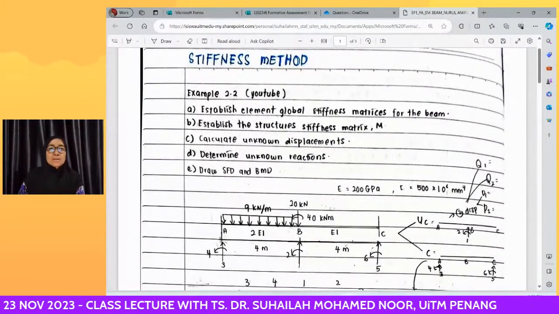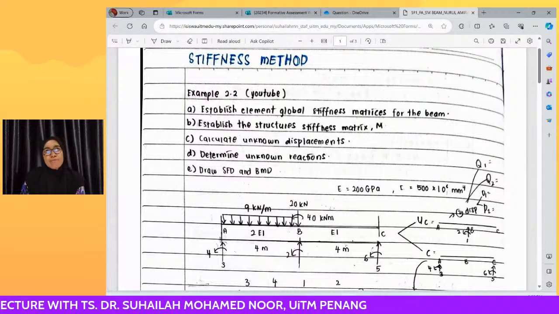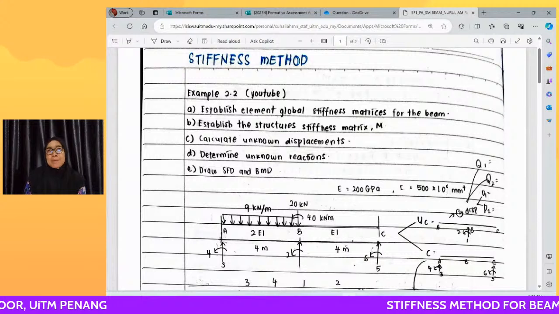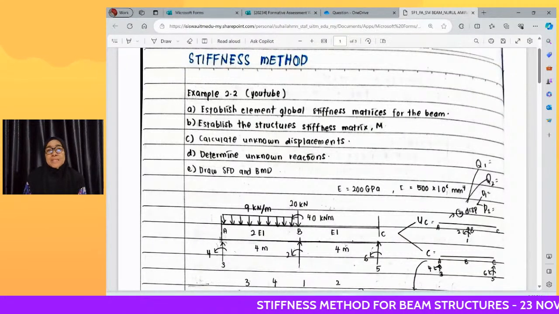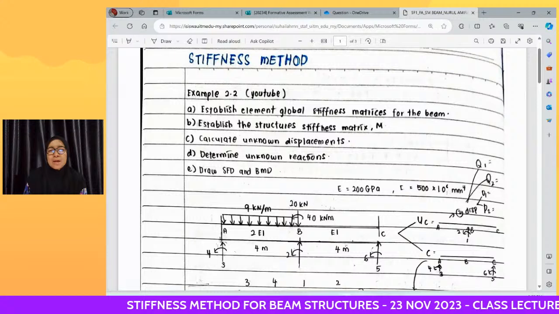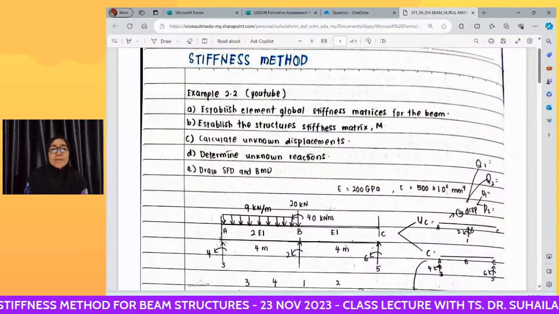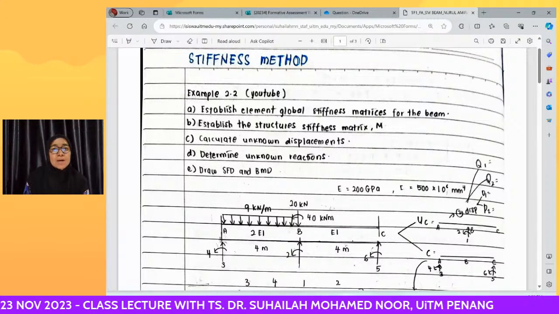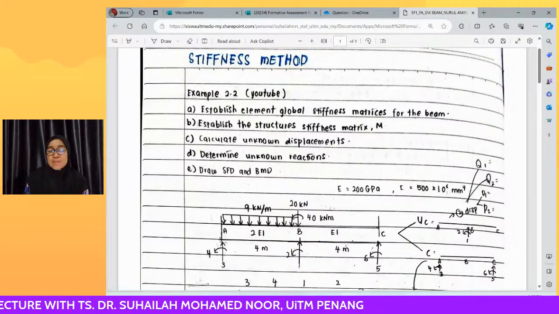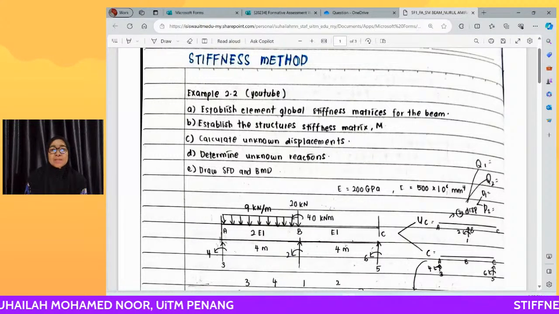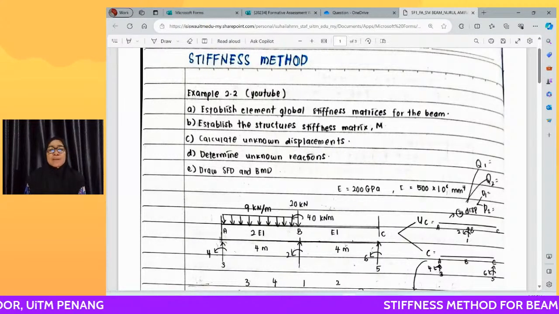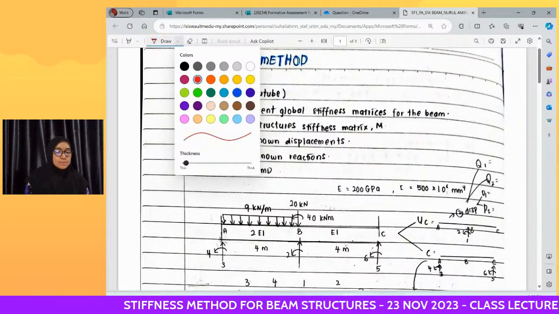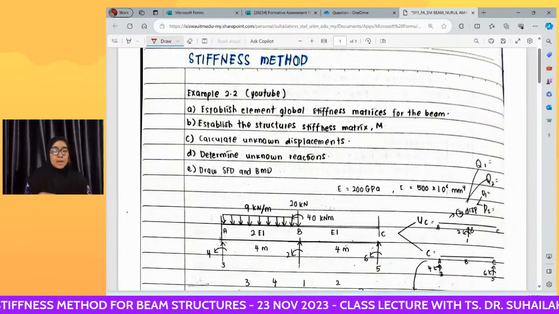As usual, if we have a beam question using stiffness, or a truss question, basically the procedure is like this. Number one, we have to establish the element global stiffness matrices. Number two, from the element global stiffness matrices, we will produce the structure stiffness matrix.